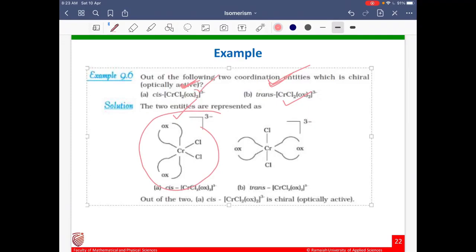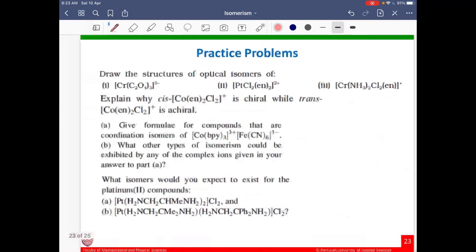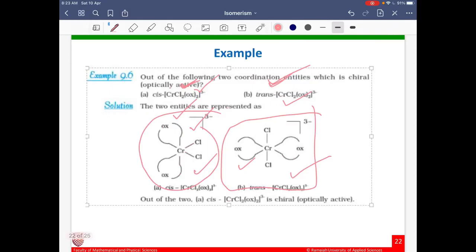So first we have to draw the structure of the first compound, that is cis, which we have drawn, and take its mirror image. If that mirror image is not superimposable with this image, then we can say that it has an enantiomer. Then if it has an enantiomer, there is a great chance that it will show optical isomerism, or it will be optically active. At the same time, take the trans CrCl2(ox)2 and take its mirror image. We know that the mirror image will superimpose with this, so definitely this cannot be an optically active compound, because it won't have any enantiomer.